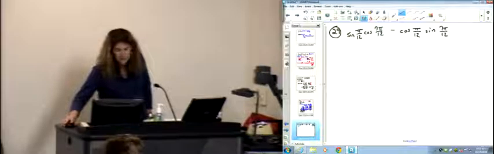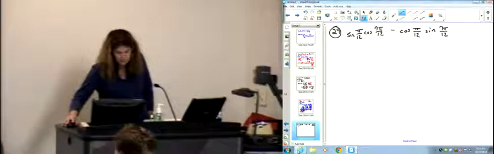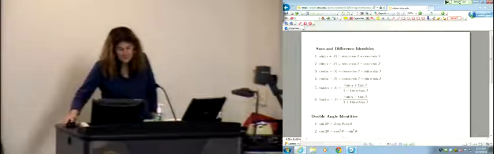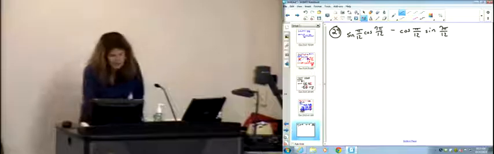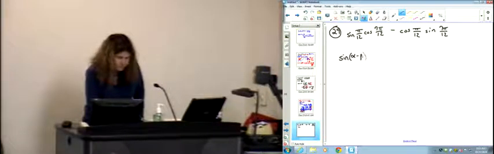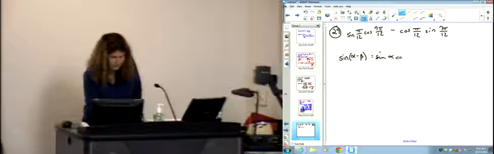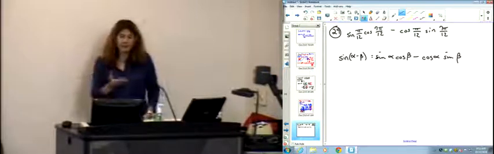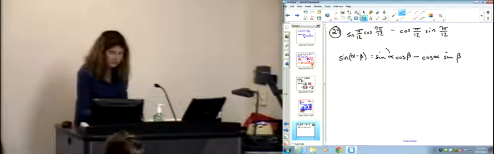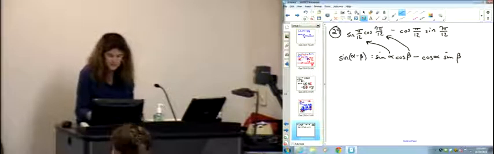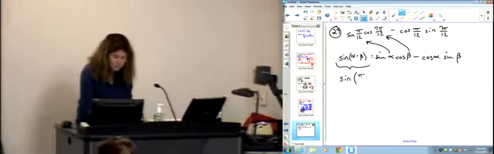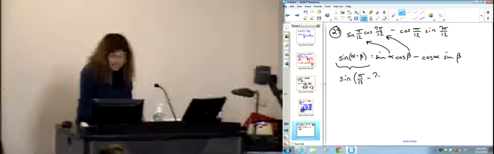Let's look. It was minus. Yeah, it looks like the sine of alpha minus beta formula, right? That's what we've got going. So it's sine of alpha minus beta. Okay. That's what it's matching up with. And it's looking like, that's alpha, that's beta. We've still got our alpha and beta there. So what we have then is the sine of pi 12ths minus 7 pi 12ths.